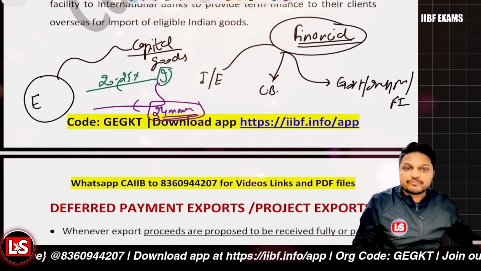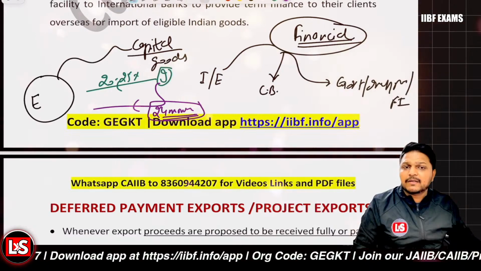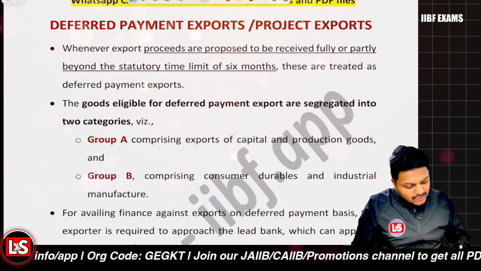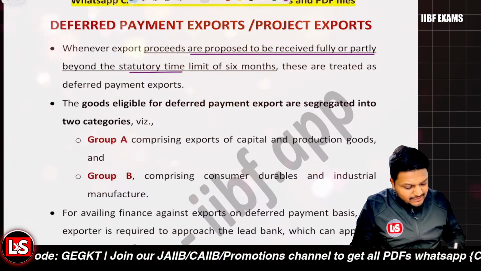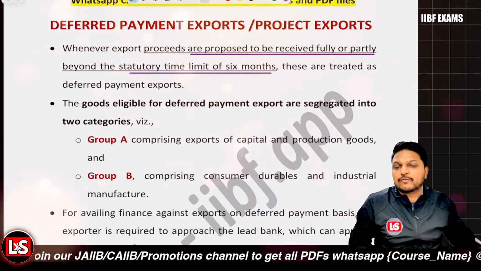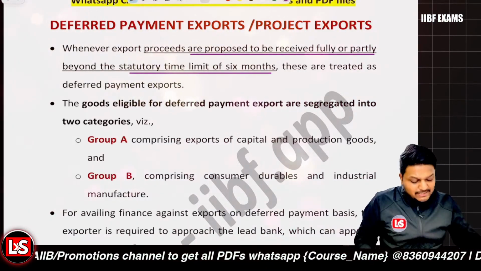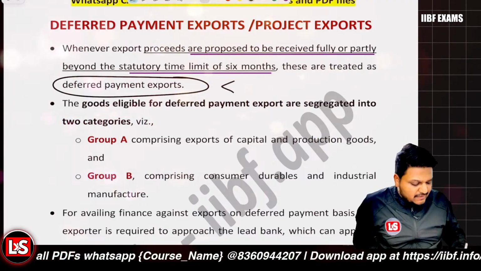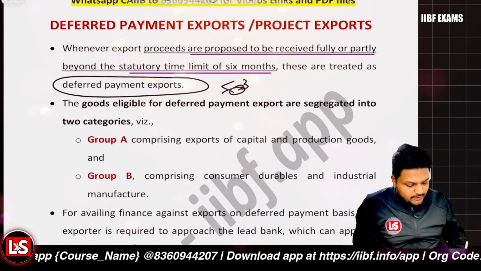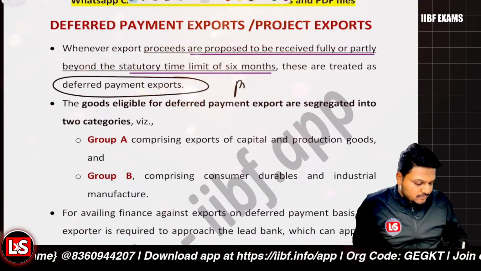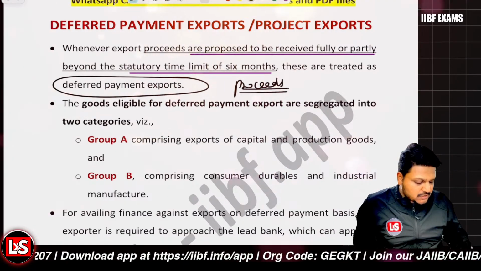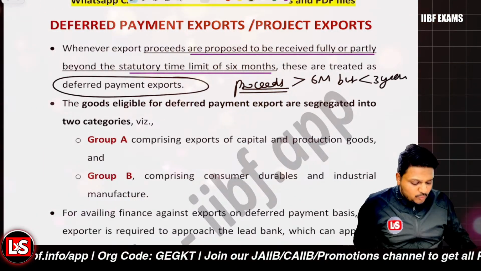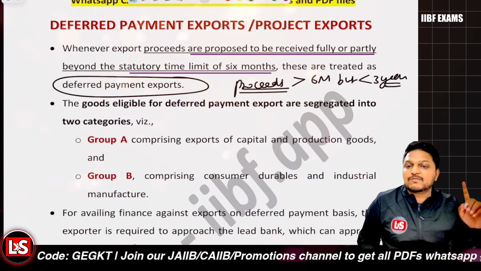Now, in this scenario, the support will be provided by the Exim Bank to the exporter, right? So whenever the export proceeds are proposed to be received fully or partly beyond the statutory timeline of 6 months, then those are said to be the deferred payment exports, up to 3 years only. That is, greater than 6 months but lesser than 3 years. So if you're going to receive the proceeds after more than 6 months but within 3 years, then they qualify for the deferred payment exports.